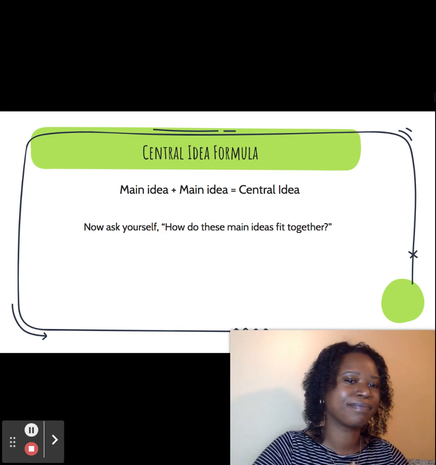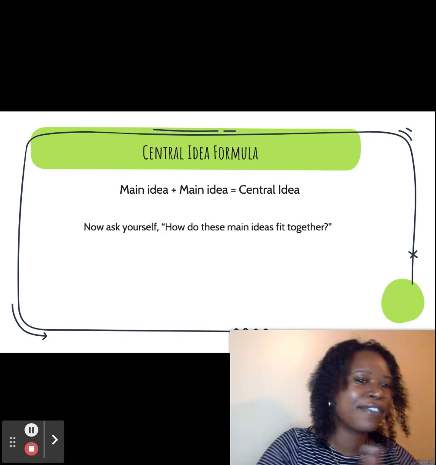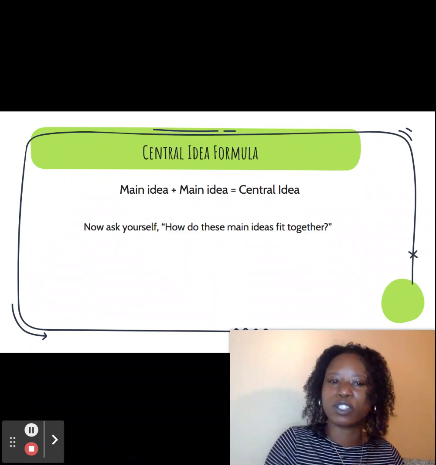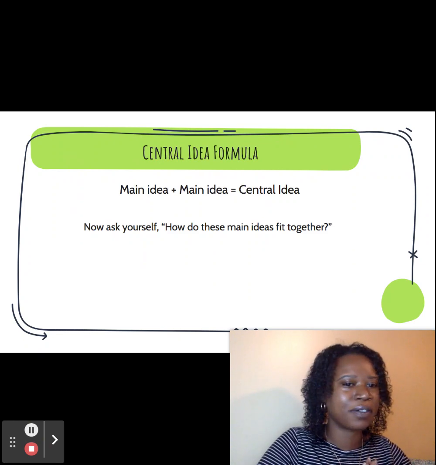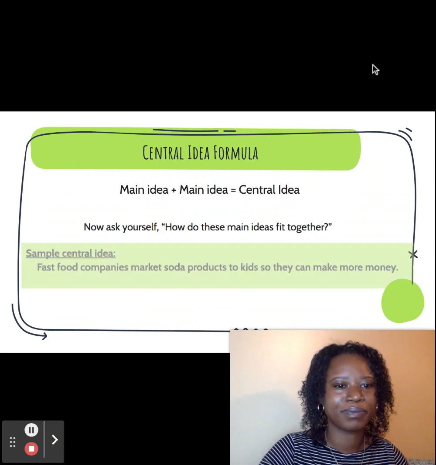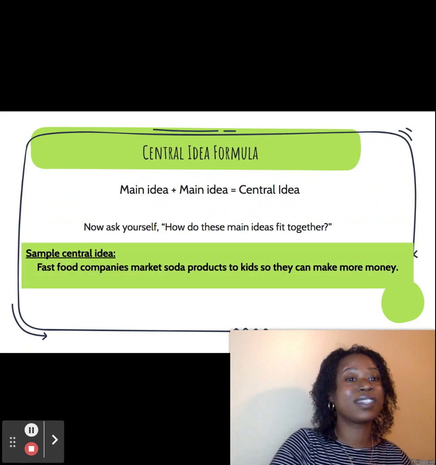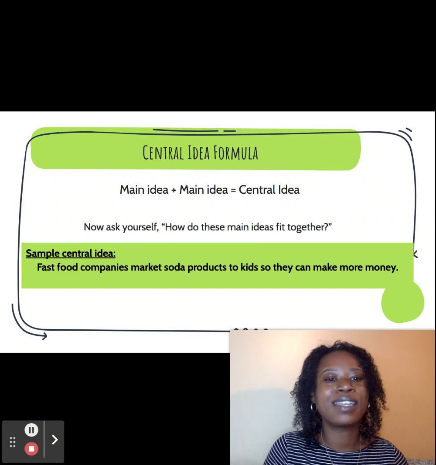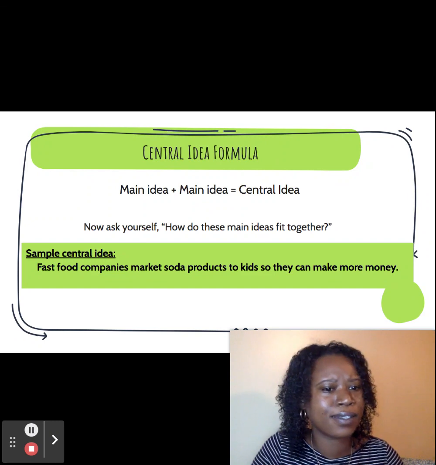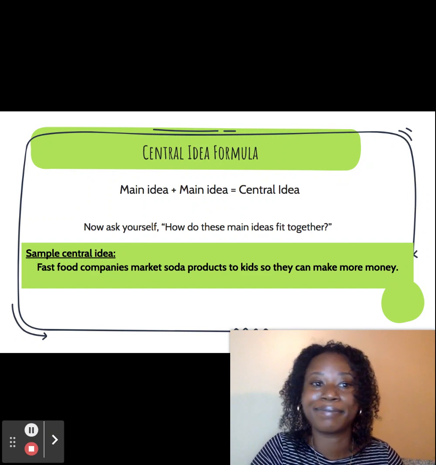So again, what is our central idea formula? Say it with me. Main idea plus main idea equals central idea. Now ask yourself, how do these main ideas fit together? So a central idea we could come up with is that fast food companies market soda products to kids so they can make more money.